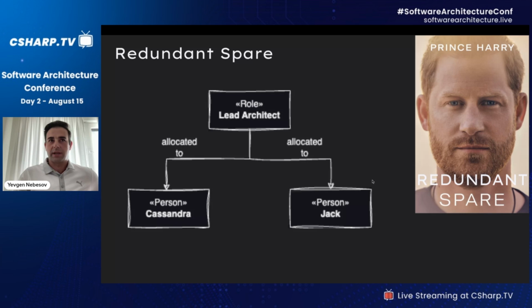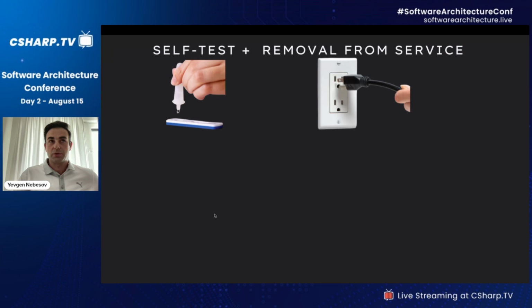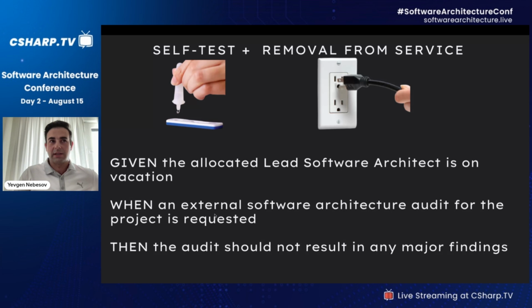First of all is the redundant spare, where we just say, okay, we have one role and we allocate it to two persons, which basically means that every one of these persons will not be as efficient as it would be if it were a single worker instance, because two persons have to sync with each other on the daily architectural stuff. But this reduction in performance will ultimately lead to an increase of the socio-technical availability of the role lead architect. Another idea would be to use a combination of two tactics, self-test and removal from service, where we just remove one service component from service and see what happens. What we can even do is to write BDD-style tests for it, like: given the allocated lead software architect is on vacation, when an external software architecture audit for the project is requested, the audit should not result in any major findings.